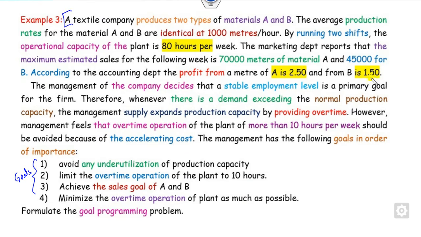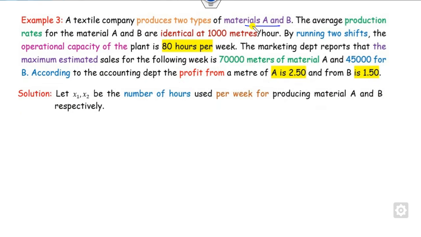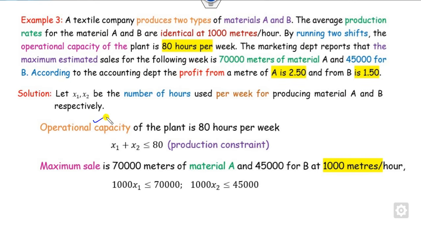So firstly, you can set the target from here to here. Since there are a number of materials used, you can use the number of hours for materials A and B. What is given to you is that there are 1000 hours of running of the 2 shifts. The profits are given here. The operational capacity is given to be 80 units. So you can write it as here, 70,000 meters for the 1000. So you can write these 2 constraints.